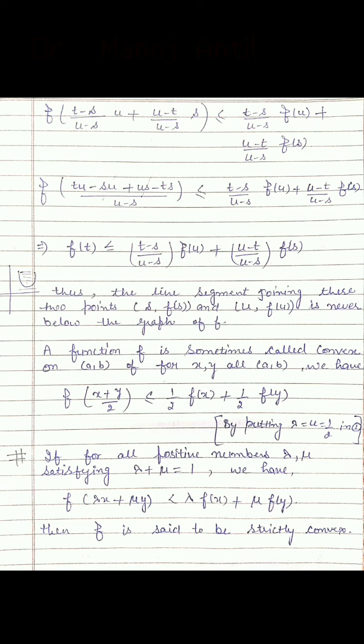So we can define the convex function again, that a function f is sometimes called convex on (a, b) if for all x, y belonging to (a, b) we have f of (x plus y) by 2 less than or equal to 1 by 2 f(x) plus 1 by 2 f(y). Just as I discussed in the definition of convex set, we can take a particular case of lambda equal to 1 by 2. Next remark: if for all positive numbers lambda, mu satisfying lambda plus mu equal to 1, we have f of lambda x plus mu y less than lambda f(x) plus mu f(y), then we say that f is strictly convex, because we have removed the equality from here.